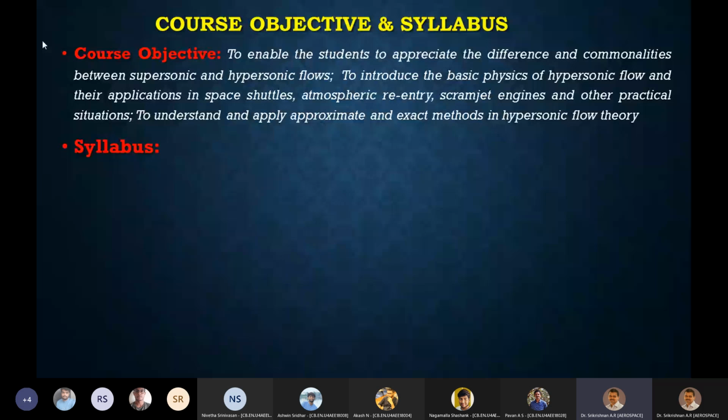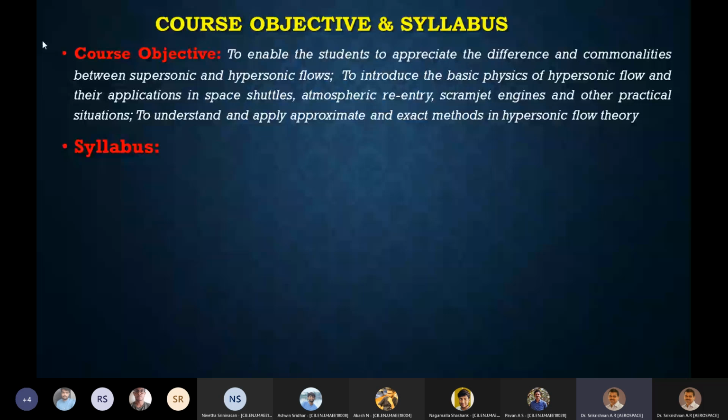In fact, the last point, understanding and applying approximate and exact methods in hypersonic flow theory, spans the entire course. So even the points listed above, such as introducing the basic physics of hypersonic flow, are all done in tandem with, or in parallel with, understanding and applying approximate and exact methods in hypersonic flow theory. So the tools used, and how they are formulated in hypersonic flow for analysis, is what is primarily focused on in this particular course.